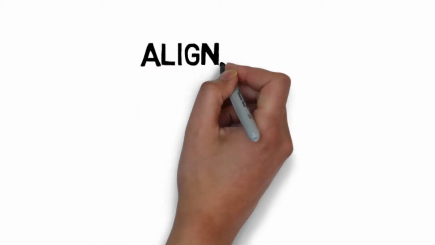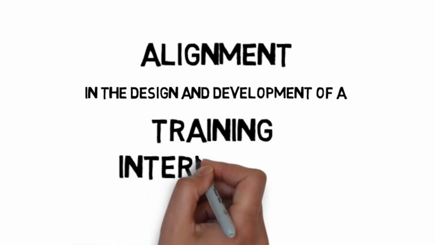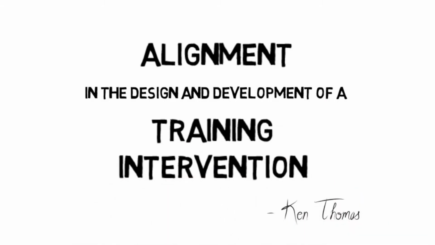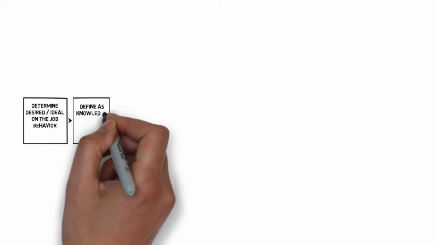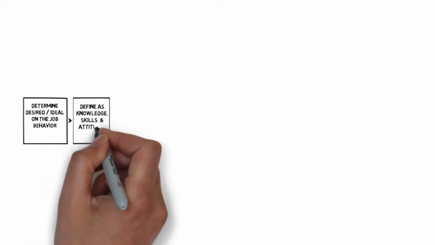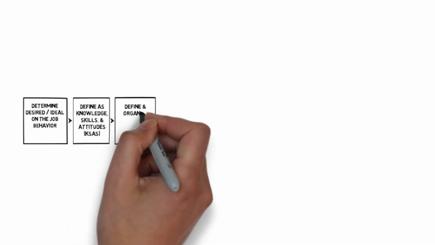Let's talk about the importance of alignment in the design and development of a training intervention. Your first step is to determine the desired or ideal on-the-job behavior. This will be defined as knowledge, skills, and attitudes required for success. Knowledge, skills, and attitudes are called KSAs. These KSAs help you define the terminal and enabling learning objectives for the intervention.